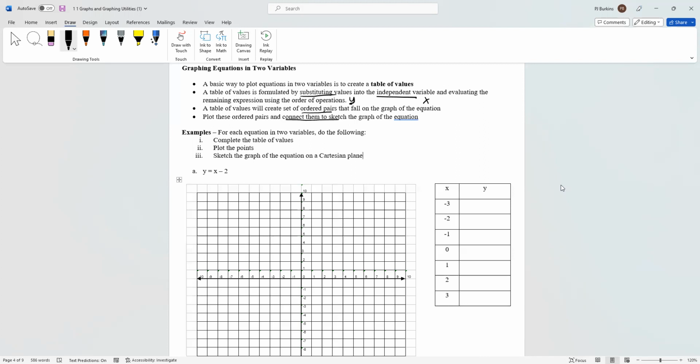All right, so for these examples, we're going to be asked to complete the table of values, plot the points, and then sketch the graph. The first example is y equals x minus 2. Okay, that is a line, right? We should know that a line is of the form y equals mx plus b.